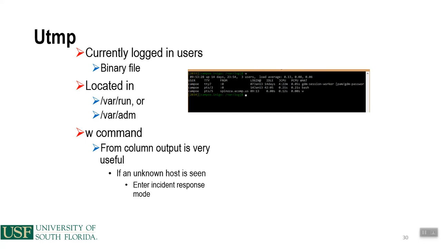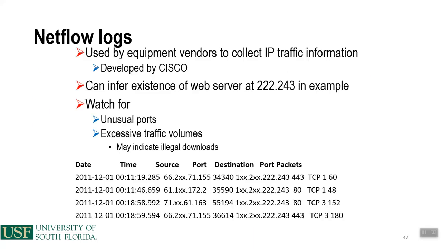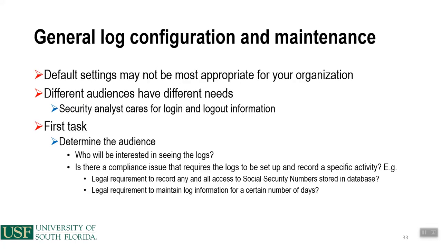UTMP starts to look at who's currently logged in. WTMP is who's been logging in or out and that type of thing. Now, what will happen is that with all of these logs, there is the concept of general log configuration and maintenance. The default settings may not be appropriate for your organization, and different audiences have different needs. A security analyst cares for login and logout information. So the very first task that you want to do when you're doing your incident analysis is determine the audience. Who's going to be interested in actually seeing the logs and what logs specifically?